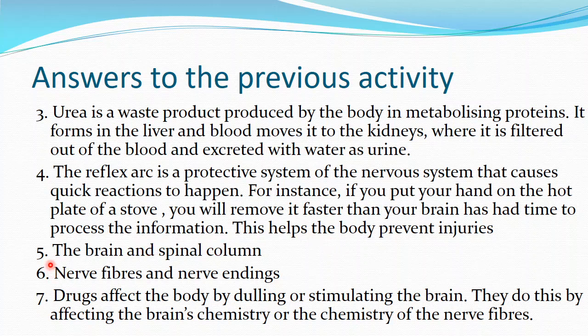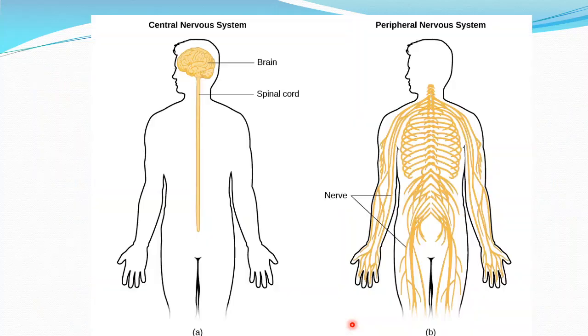Now the parts of the central nervous system, these are the brain and the spinal column or cord. And then number 2, the peripheral nervous system is the nerve fibers and the nerve endings. And drugs affect the body by dulling and stimulating the brain. And they do this by affecting the brain's chemistry or the chemistry of the nerve fibers.